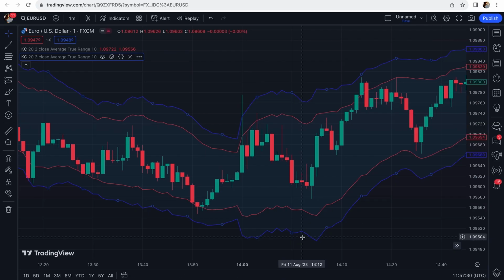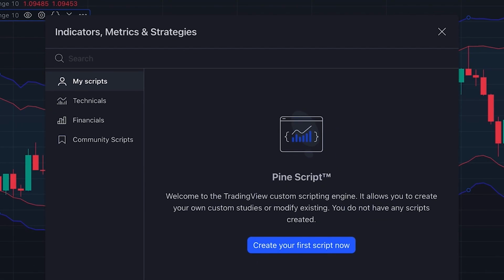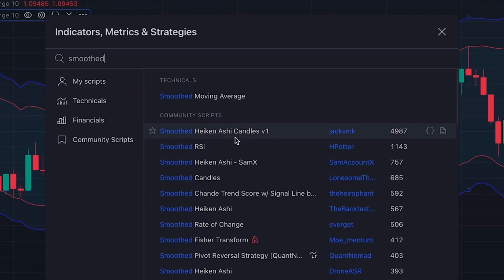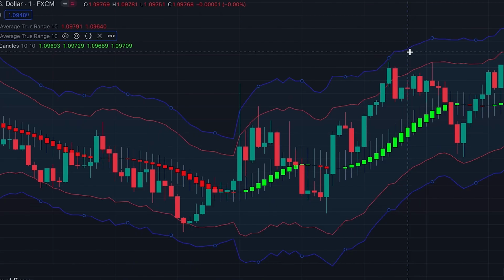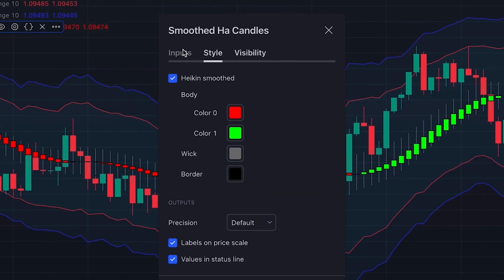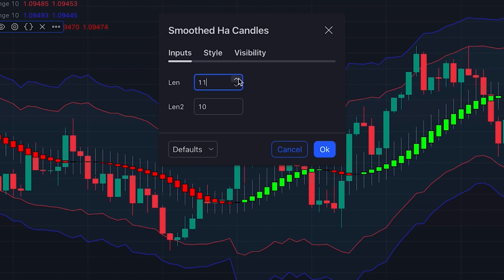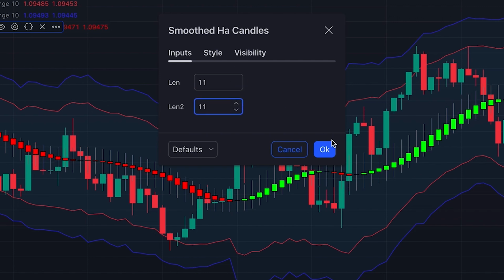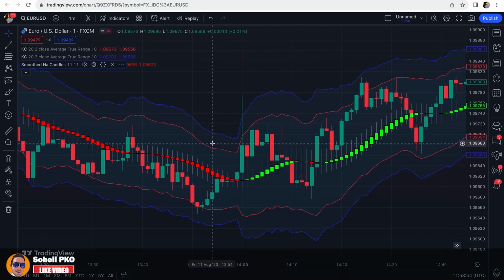Alright, and the third indicator that we want to add is called Smoothed Heiken Ashi. This one, Smoothed Heiken Ashi candles version 1, which is written by someone named Jack VMK. And for this indicator we must also change its settings. Here in the inputs tab, for both of them we set it at 11. Everything is already set on the chart, and let's see how we trade based on this 1-minute scalping strategy.